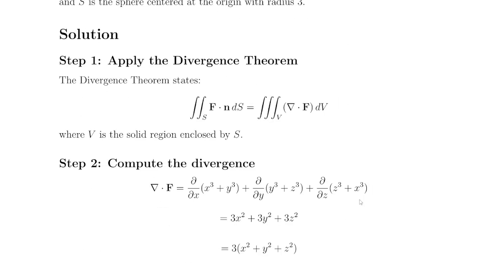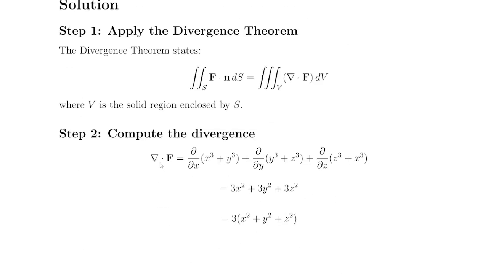We're going to take the gradient and dot it with F. So we get the partial with respect to x of x cubed plus y cubed, the partial with respect to y of y cubed plus z cubed, plus the partial with respect to z of z cubed plus x cubed. So that's going to give us 3x squared plus 3y squared plus 3z squared. And I'm just going to factor out the 3 from all three of these terms. So this will be 3 times the quantity x squared plus y squared plus z squared. Now, this takes care of this part.